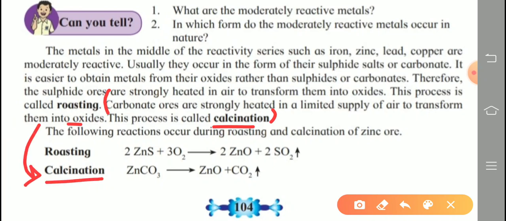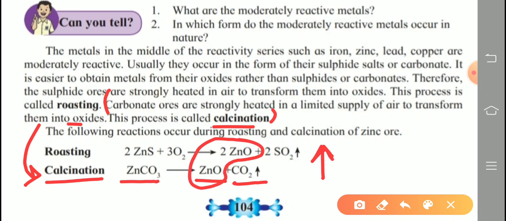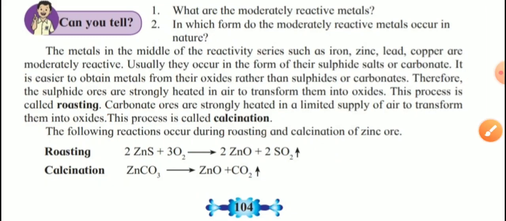Example is given here. Calcination. Zinc carbonate, ZnCO3, is converted into zinc oxide plus carbon dioxide, CO2. The upward arrow shows that yes, it is a gas and released into the atmosphere or air. So from zinc oxide we easily separate this zinc metal by using the methods. All are getting? Next.